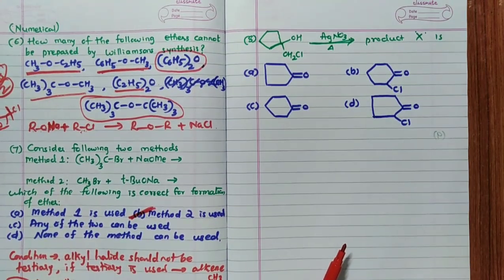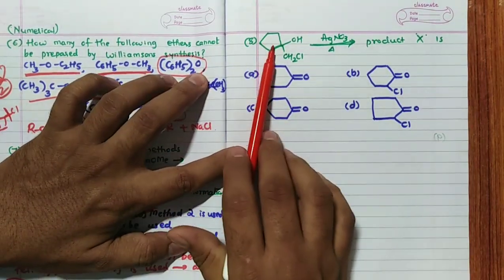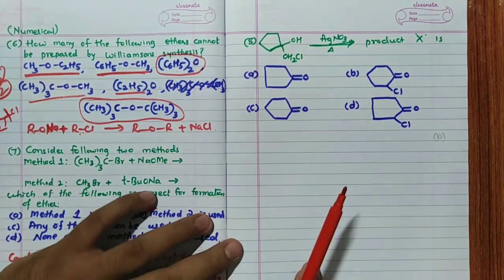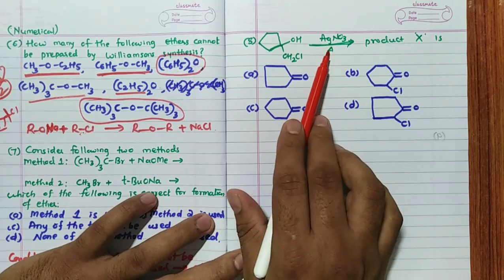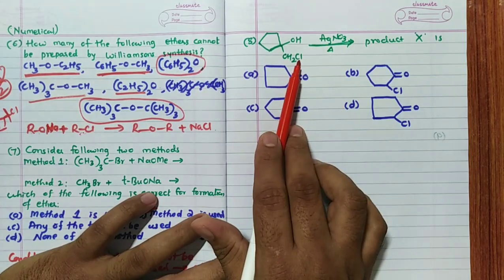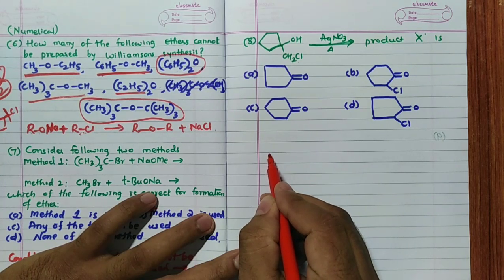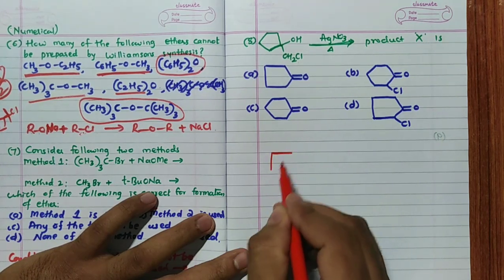Then 8th question. Once again, cyclopentane ring, OH is here, CH2Cl here, AgNO3, product X is. See, AgNO3 when it is there means definitely it will take this Cl to form AgCl white precipitate. Fine. Now what happens, I will show you. See, this is the compound.